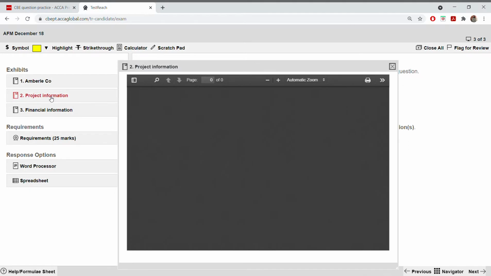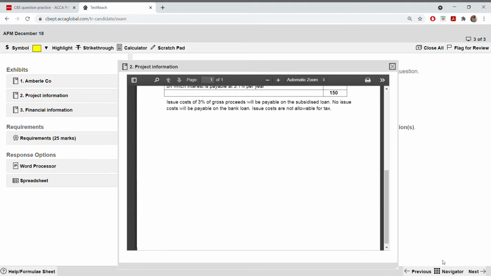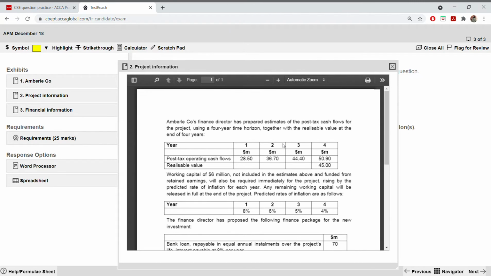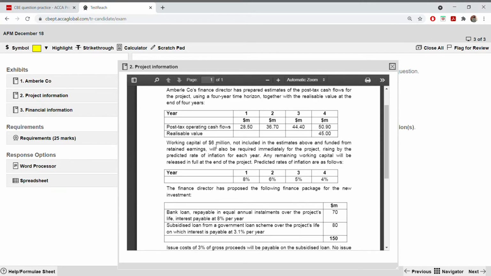Now the project information. Post tax cash flow has been presented to you for the 4 years, and it is already adjusted for tax. Even the realizable value has been given to you. Next we have the working capital, which is not included. Let me highlight it. Not included in the estimates above, and funds from retained earnings will also be required immediately for the project, rising by the predicted rate of inflation.